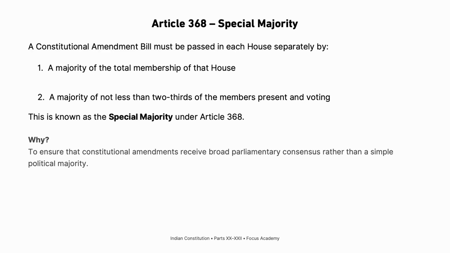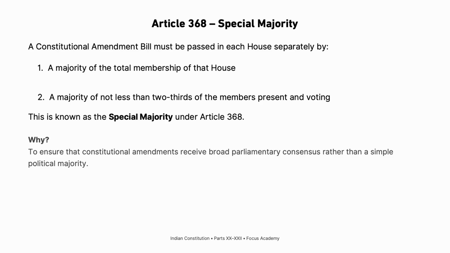Now, special majority. A constitutional amendment bill passed in each house separately by what is called special majority. Always remember it: a majority of the total membership of that house, and a majority of not less than 2/3 of the members present and voting. Let's say there are 90 people, 2/3 would be 60. So 90 is divided into 3: 30, 30, 30. Out of 30, 30, 30, 2 means 30 plus 30, 60. Right? 2 out of 3, 2/3. That's the meaning of 2/3. This is known as special majority under Article 368.